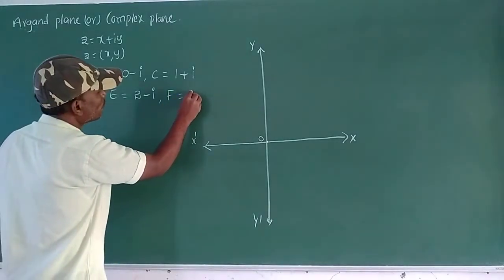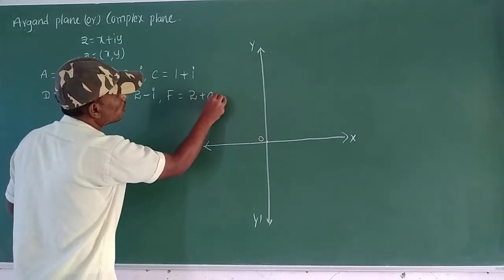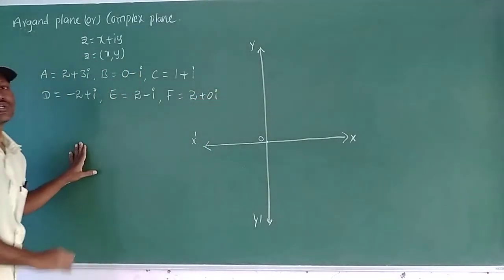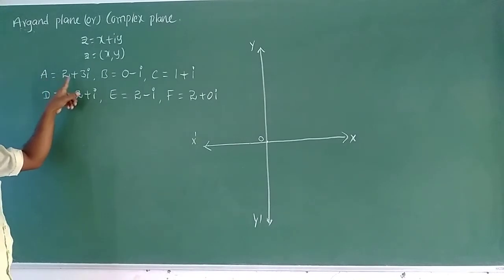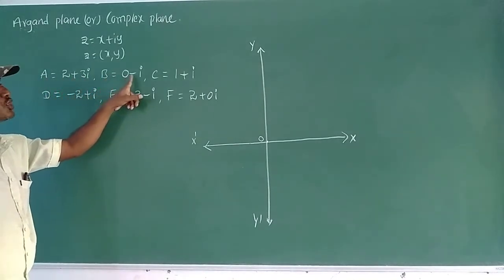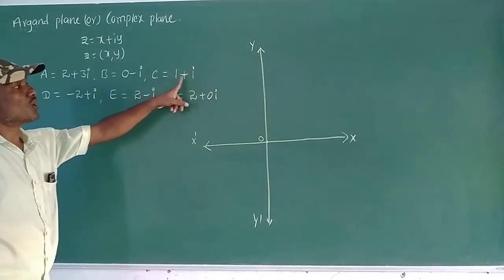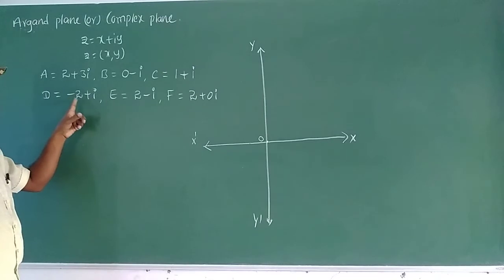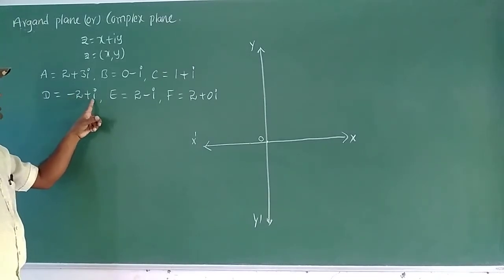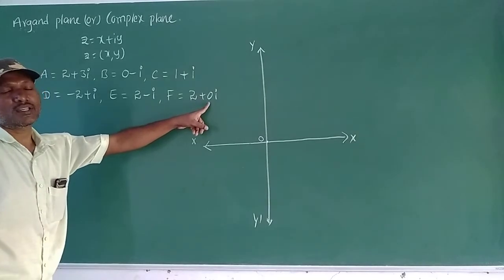Next, f equal to 2 plus 0 into i. This is a complex number, 2 plus 3i. b complex number, 0 minus i, nothing but minus i. c equal to 1 plus i. d equal to minus 2 plus i. e equal to 2 minus i. f equal to 2 plus 0i.